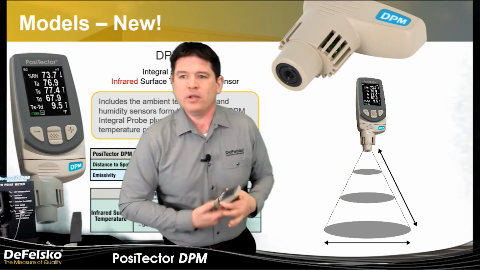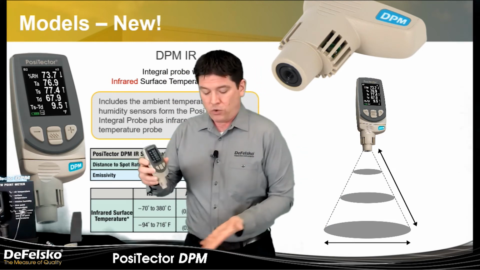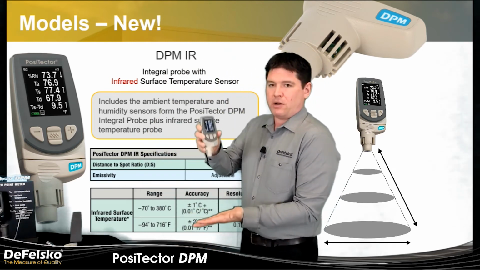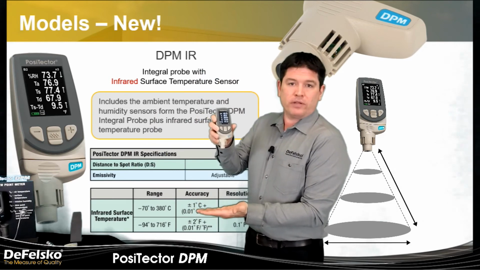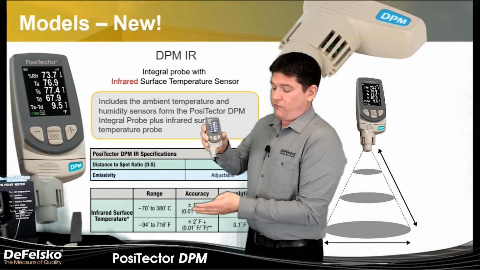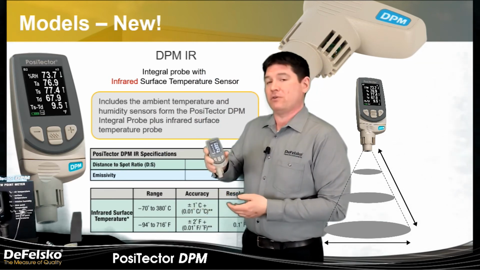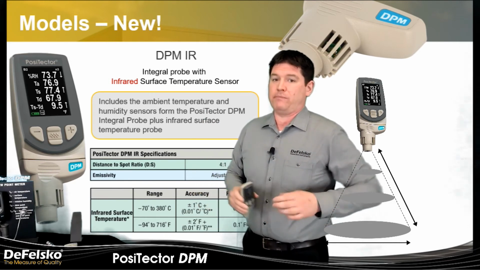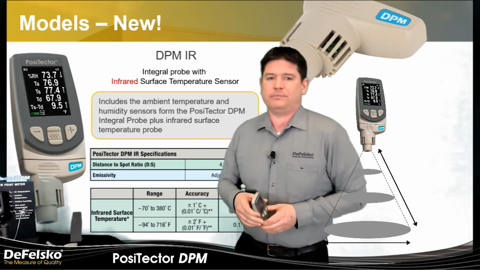You get the idea. Now, one thing to keep in mind, when you are measuring with the PosiTector DPM IR, it is taking an average over that whole spot that it's measuring. So if you're measuring on something that's half hot and half cold, you're going to get the average of the 2 temperatures. Just something to keep in mind.